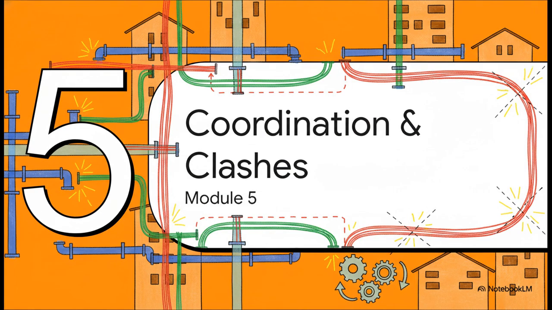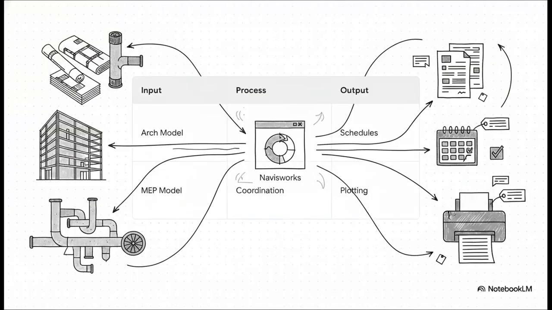Module 5, Coordination and Clash Detection. You have your architectural model, your structural model, and your incredibly detailed MEP models. Now we have to make sure they all actually fit together in reality. Let's see how this builds into the final phase of a project lifecycle.